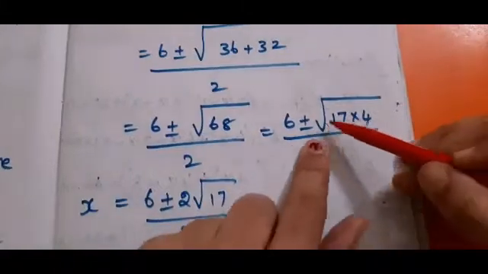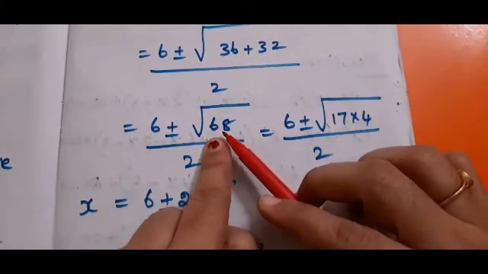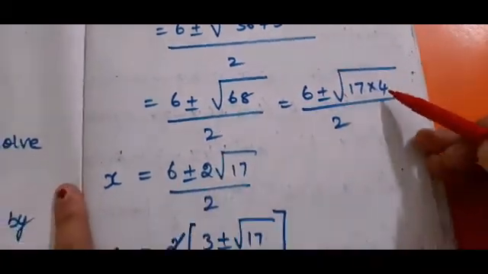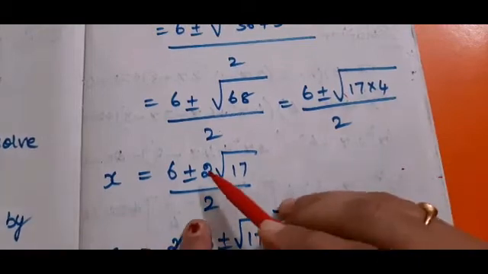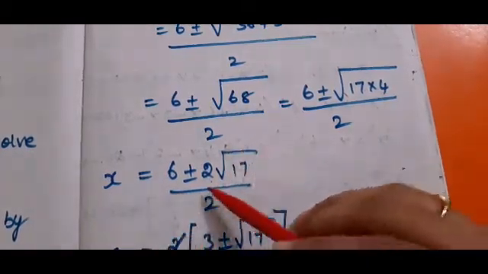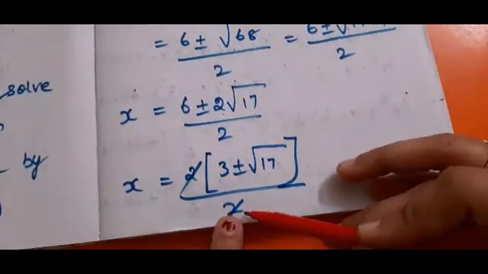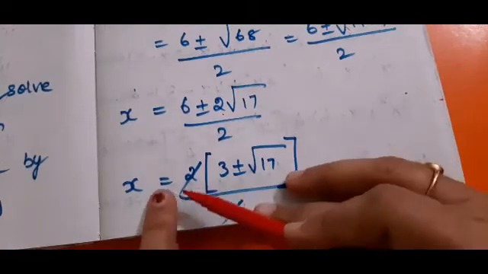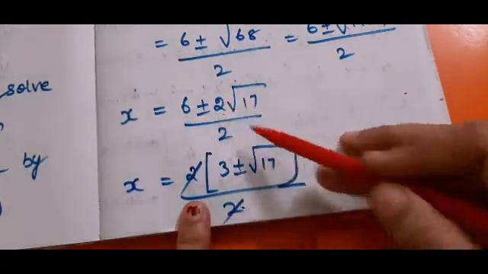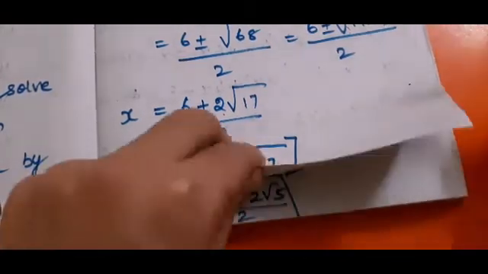6 plus or minus square root of this 68 can be written as 17 into 4 by 2. So what is the square root of 4? 2. So I can take 2 outside. So 6 plus or minus 2 root 17 by 2. I can take 2 outside and I can cancel with this denominator 2. So if I am taking 2 outside, this will be 3. This will be root 17 by 2. This 2 and this 2 can be cancelled.